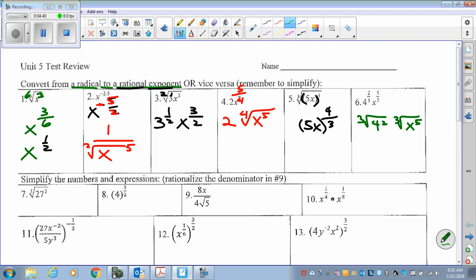So I converted both of those rational exponents to radicals. And then now, since they're the same roots, I can multiply them together. So that would be the cubed root of, and then let's see, 4 squared is 4 times 4, that's 16. And then I have x to the 5th.